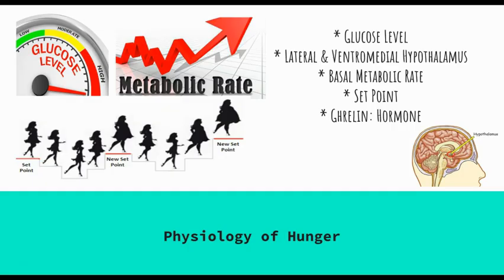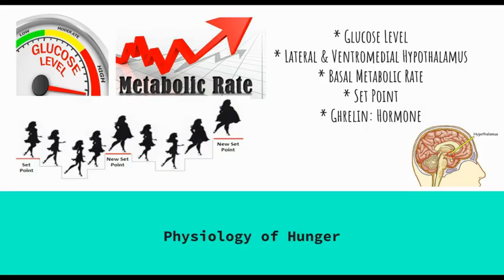We also look at something called the lateral and ventromedial hypothalamus. So I know that in our neuroscience unit, we talked about the fact that the hypothalamus regulates our hunger, our thirst, and our body temperature. When looking specifically at hunger, when certain portions of the hypothalamus are stimulated, it increases how much we eat, and when certain parts of our hypothalamus are stimulated, it actually decreases our hunger.